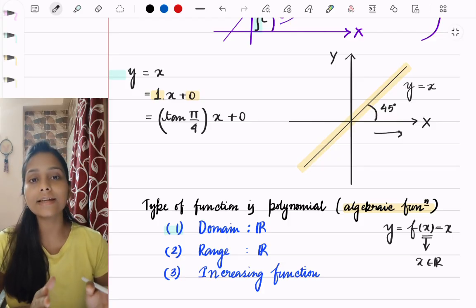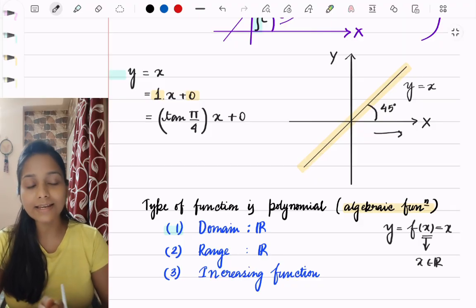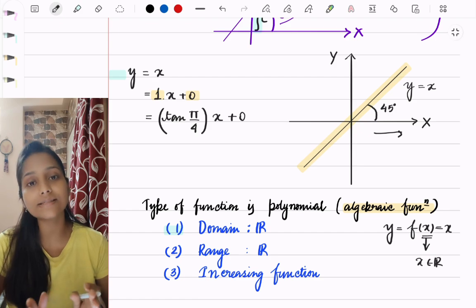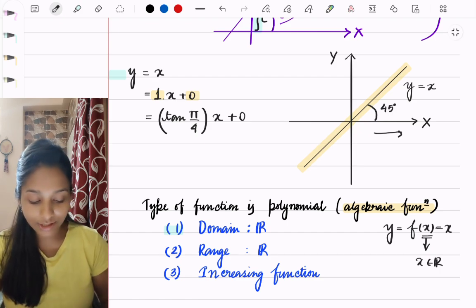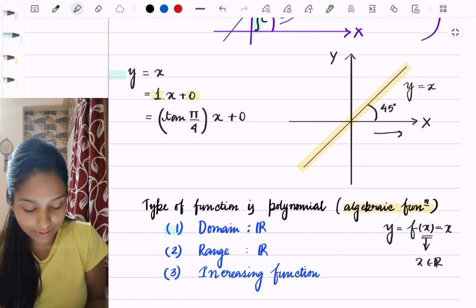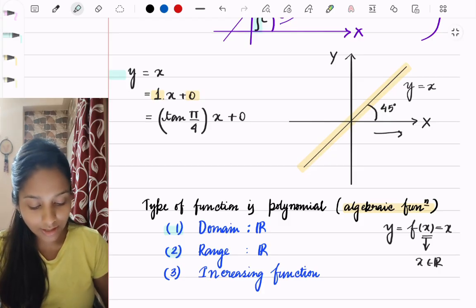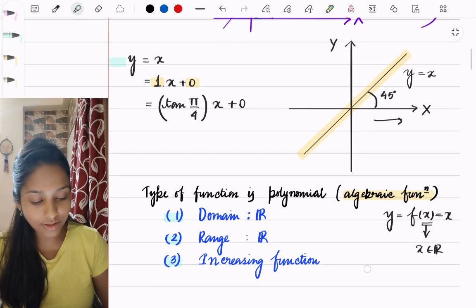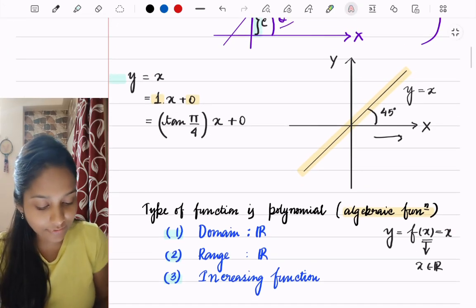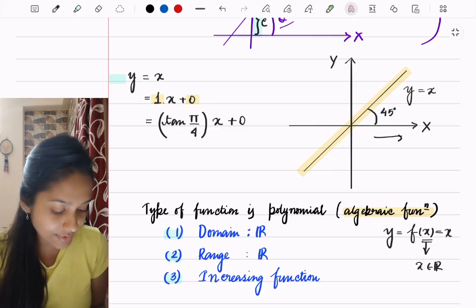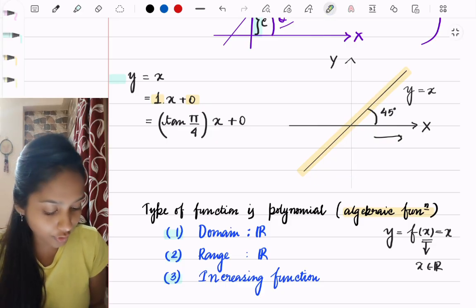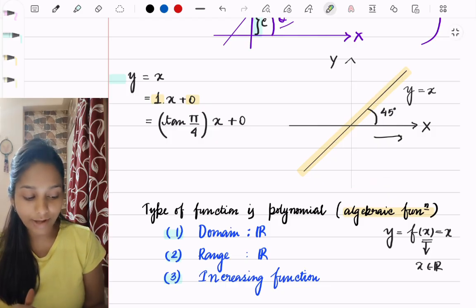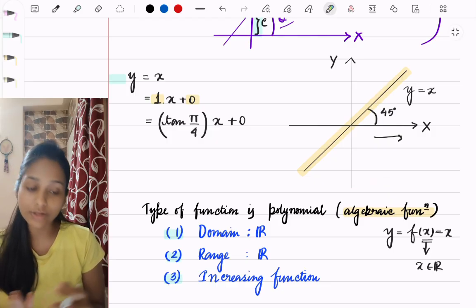And also we can see the identity function maps exactly the same as the input. So the output will be the same as the input. In this case, the range will also be the real numbers. Now, it is an increasing function. From the graph here, we can see that as we move from the left side to the right side, the value of that function is also increasing.